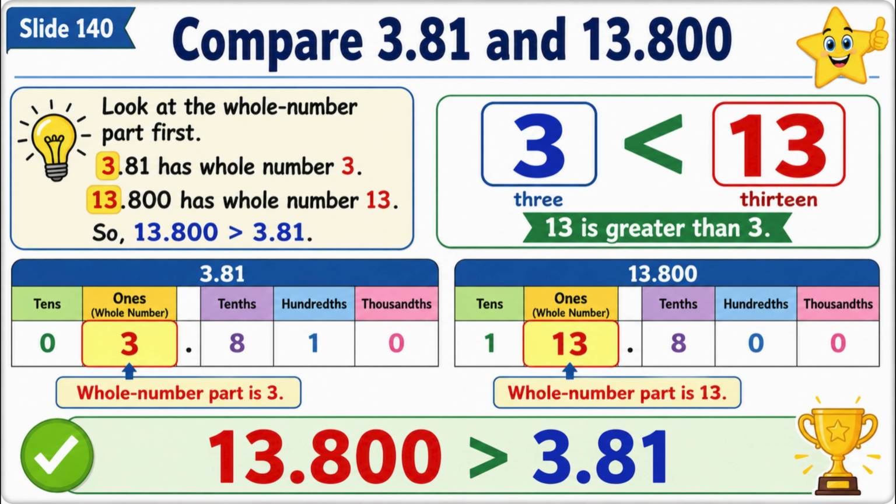Compare 3.81 and 13.800. When comparing decimals, look at the whole number part first. The whole number part of 3.81 is 3. The whole number part of 13.800 is 13. Since 13 is greater than 3, 13.800 is greater than 3.81.